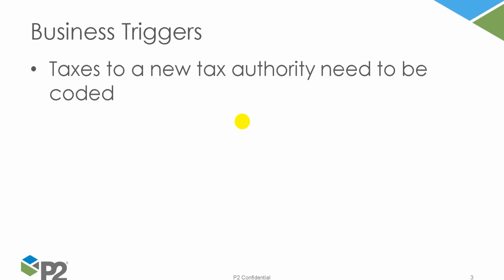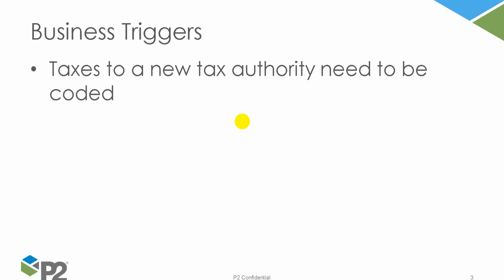Regarding the business trigger, we may need to create a new tax authority when we are going to start tracking a new type of tax, or are going to start, say, operations in a new country, and we need to start to recognize taxes in that country with a corresponding tax authority.